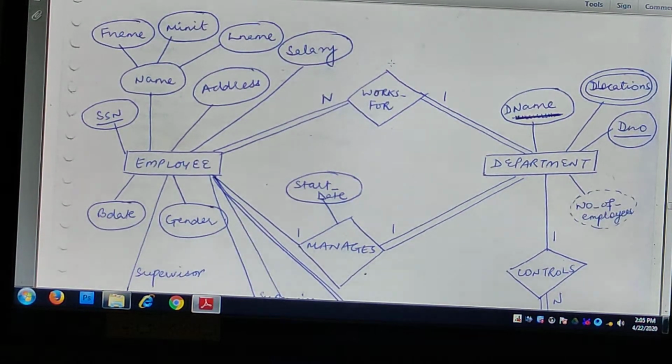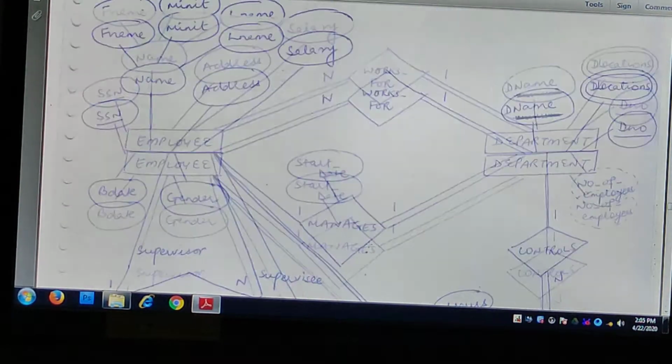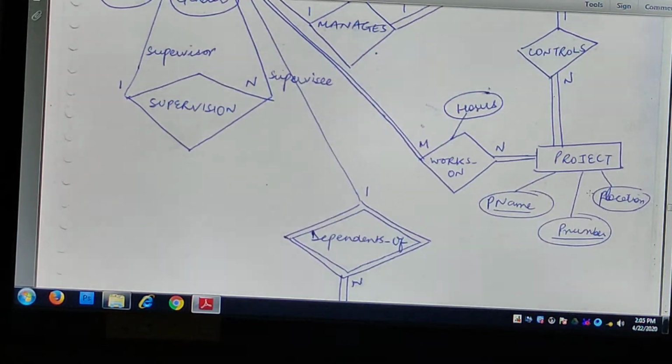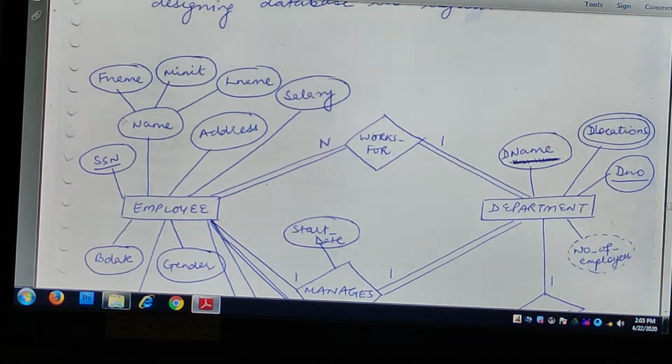Suppose this is an ER diagram of a company where we have four entity types: employee, the rectangular box, department, project and dependent. Employee, department and project are the strong entity types. Dependent is the weak entity type. A weak entity type does not have its own primary key. Then SSN, name, address, salary, birth date, gender are the attributes. Name is the composite attribute. SSN is the primary key of employee.